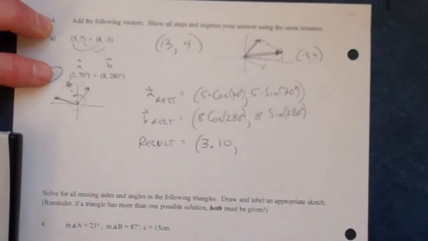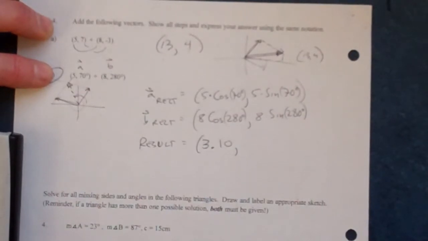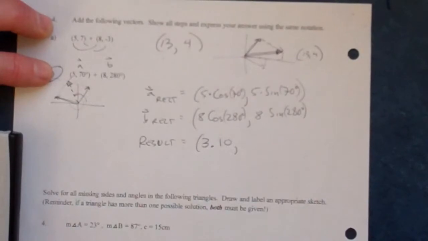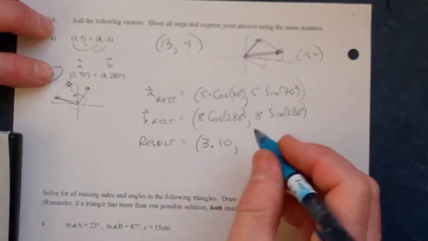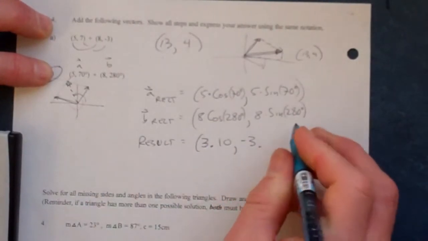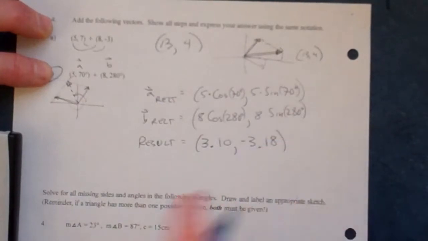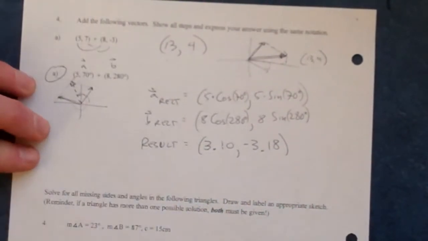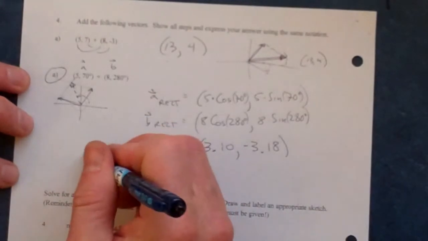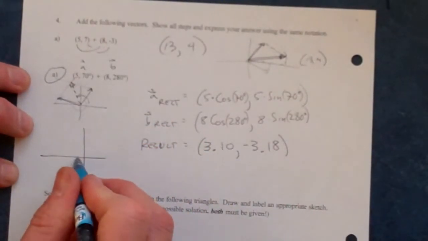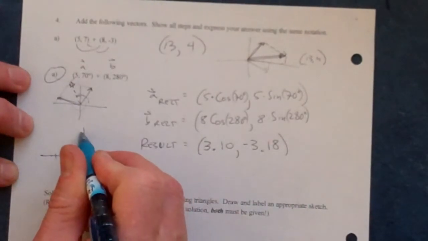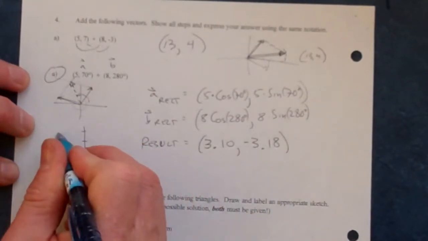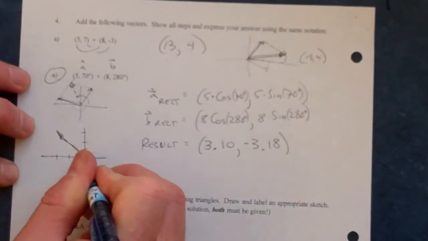I'll do the same thing here. I'm going to do 5 sine of 70 plus 8 sine of 280. And hit enter, and I get negative 3.18. Now you'll have slightly different numbers. I've done them quite accurately. So what that means is my resultant is going to be 1, 2, 3 and a little bit this way, and 1, 2, 3 and a little bit that way. So it's going to be almost a 45-degree angle like this.